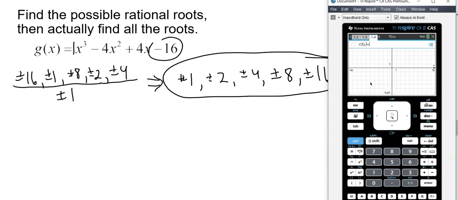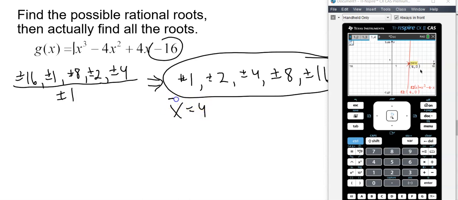So let's see where x cubed minus 4x squared plus 4x minus 16 crosses the x-axis. Aha. So it looks like I may have found one here. It looks like it's 4 there. If you're not sure, you can always hit menu, 5, 1, go to trace. See, it has a little turn in there, but where it actually crosses the x-axis is only at 4 there. So I'm going to lay down a point. So we have a solution at x equals 4.